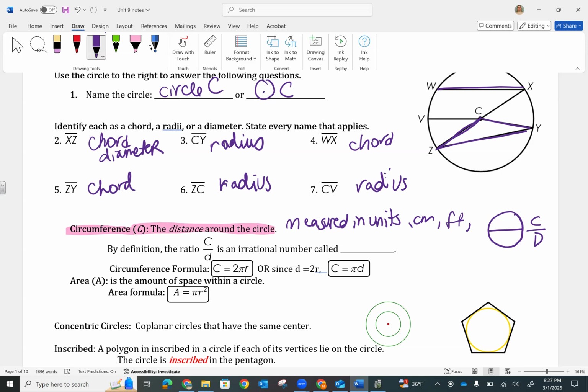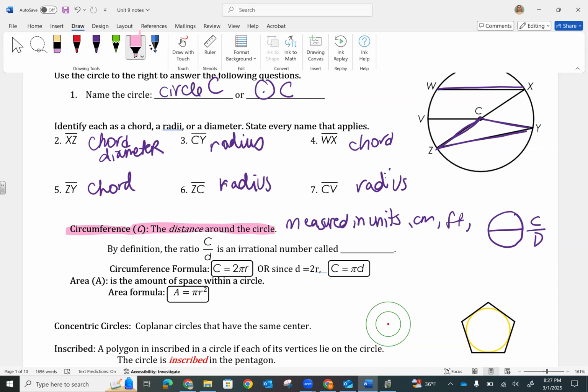Okay, and the number pi is 3.14, but it's irrational. It never ends, doesn't repeat. And so people express it using the pi symbol because it's much too long to write out all the digits. You can't even do that.